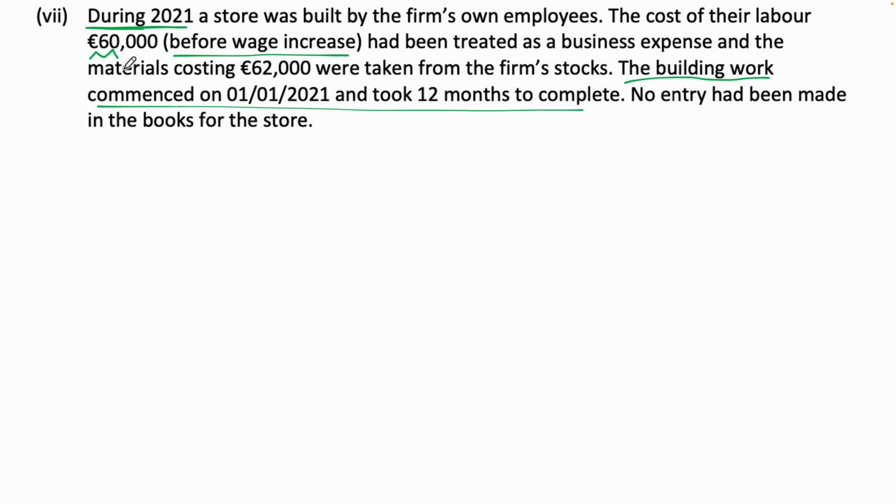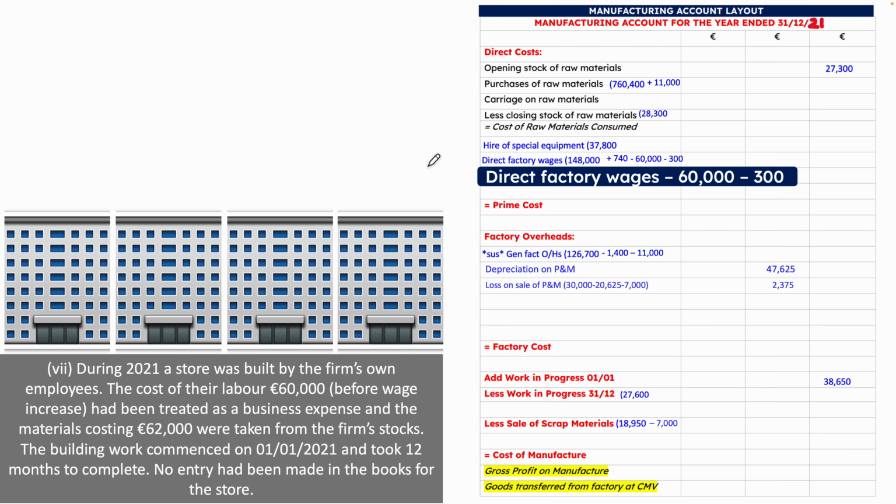Okay, so the 60,000 is not all the wages that it costs. It's going to be 60,000 plus 3 over 12 months multiplied by a 2% wage increase. So we'll work that out. So the direct factory wages, we're going to minus the 60,000, we're going to minus 300. What is 300? The 300 is 60,000 multiplied by 2% multiplied by 3 over 12. Okay, so those employees weren't just getting 60,000, they were actually getting 60,300 because of that wage increase that was brought in. So we will be adding the 60,300 to the buildings.